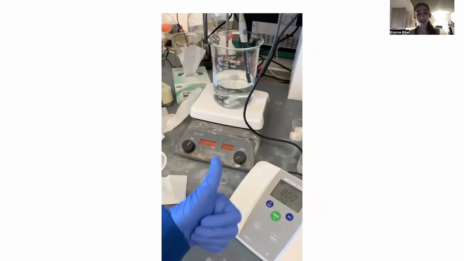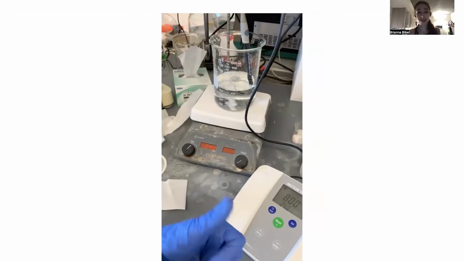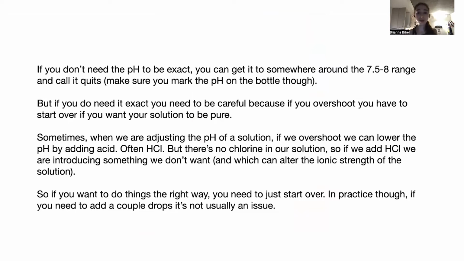And then finally, you get to where you want, and voila, it's now time to filter things. Just a note that if you don't need the pH to be exact, then it's okay if it's not perfect. But whatever you do, make sure you put the pH on the bottle. If you do need it to be exact, then you're going to need to be careful, because if you overshoot, you can't just add acid to bring it back down, at least if you want to make it the proper way.